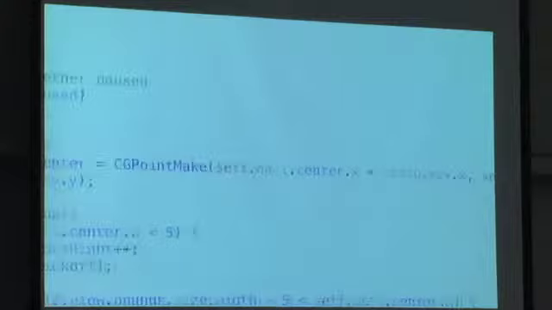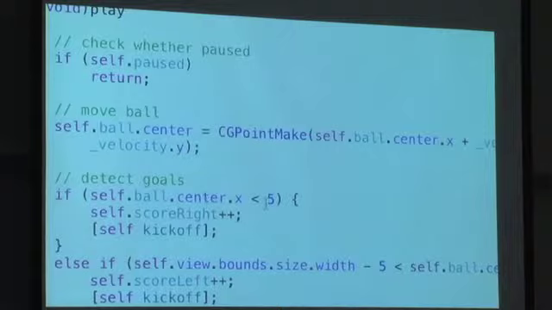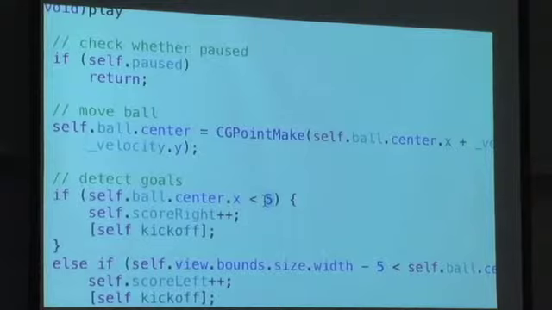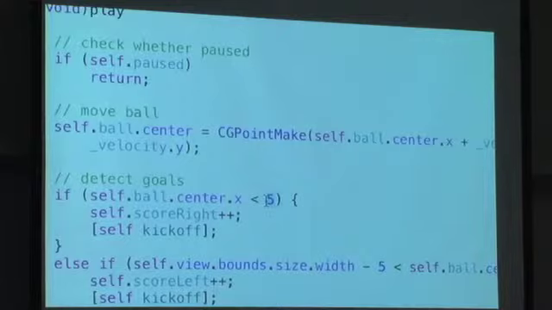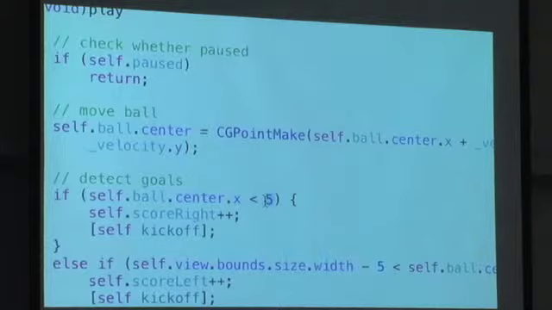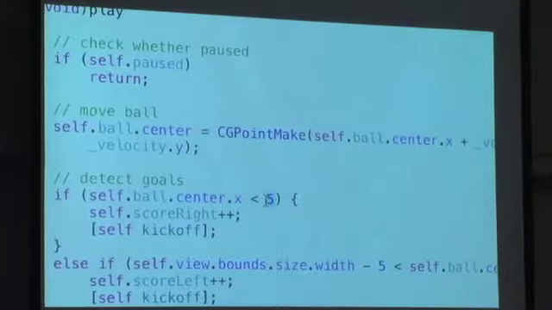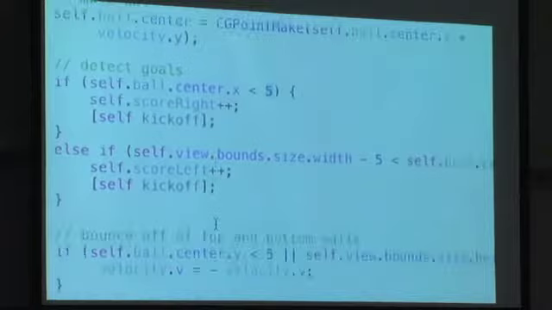If the center of the ball is less than 5, in other words, if it's within 5 pixels of the left of the screen, that means someone just scored a goal. It got too close to the end, so the guy on the right apparently scored, plus plus. I call kickoff, so the ball goes back to the center thanks to the referee or whatnot, and we restart the game, but with the updated score. If instead it's 5 pixels to the right of the screen, so I have to do a bit of arithmetic to figure out what that is, because of the coordinate system, the guy on the left is going to get a score.